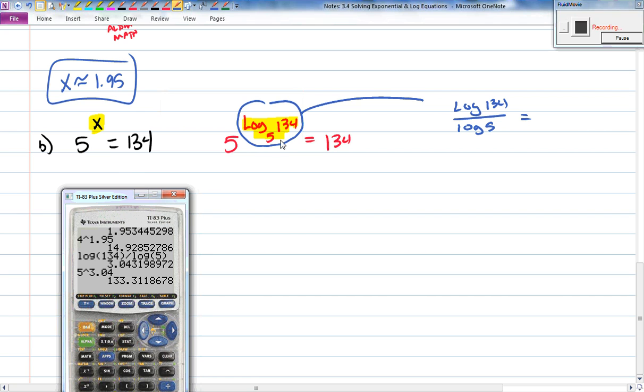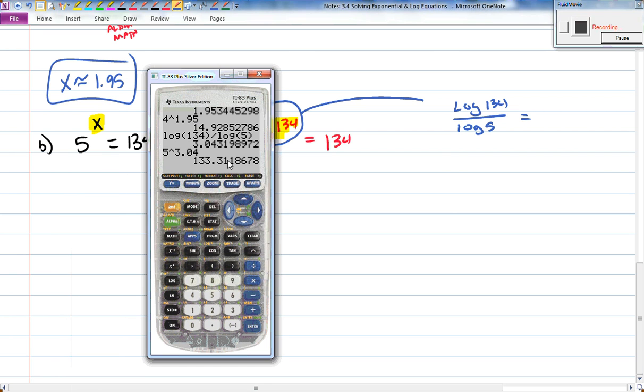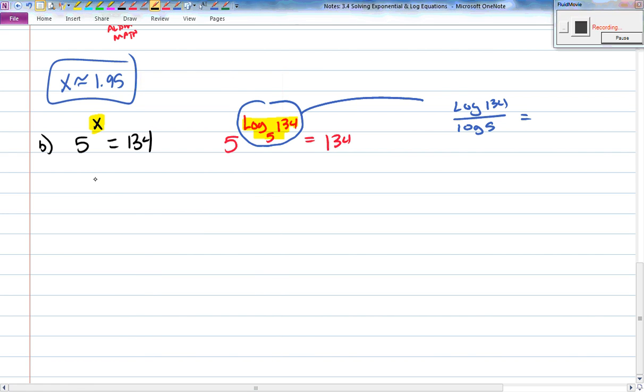Okay, so 5 to the log base 5 of 134 gives us 134. We evaluate log base 5 of 134 in the calculator, either using the change of base formula or plugging straight in. And I got 3.04 for x. Do you guys get that? 3.04. Okay, you guys try it in your families.